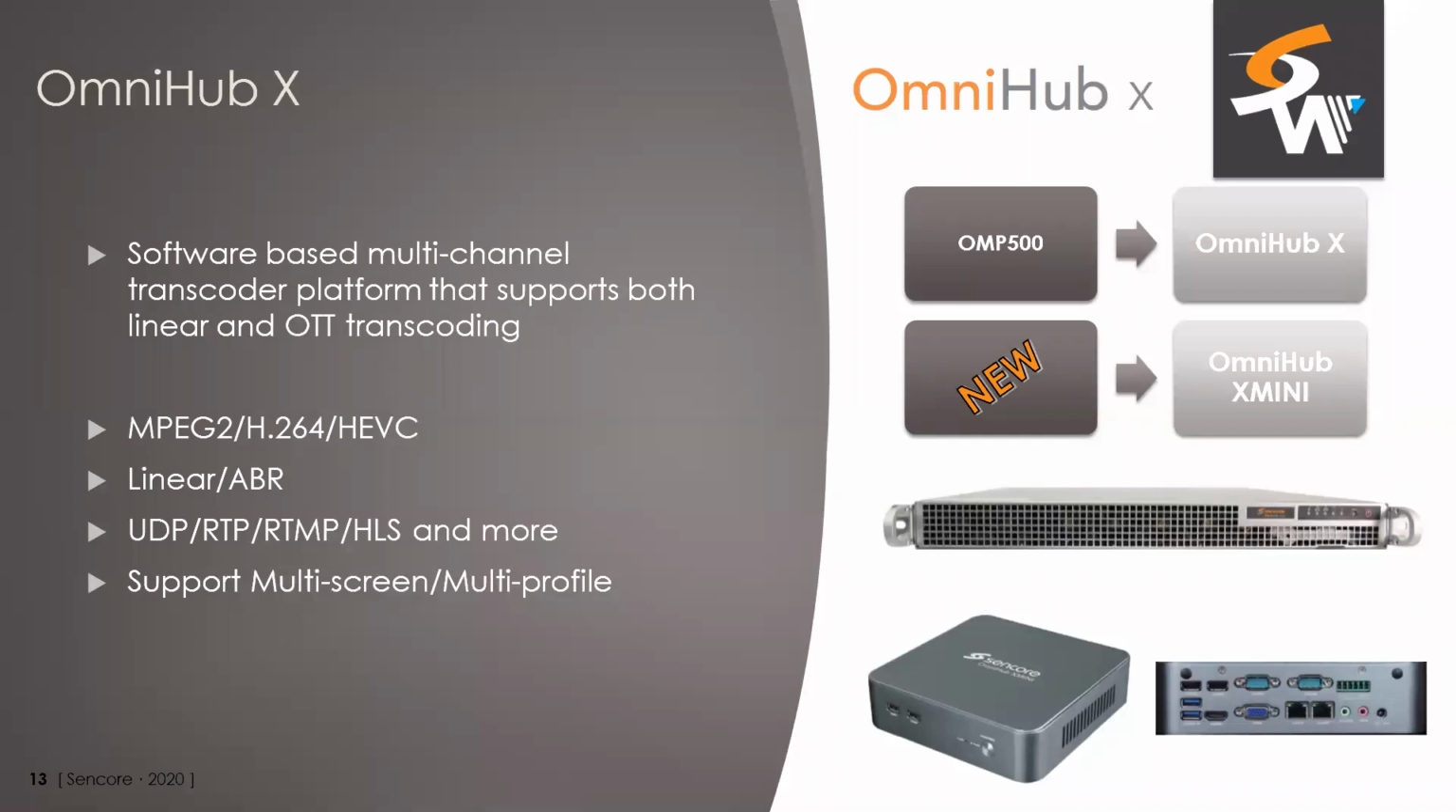Okay, but what is OmniHub X? It's a software-based linear and OTT transcoding platform, which we offer with a few dedicated hardware options, or as a software-only product which can be installed on any hardware. X platform servers support IP input and outputs in many formats, so UDP, RTP, RTMP, Smooth Streaming, MPEG-DASH, and others.